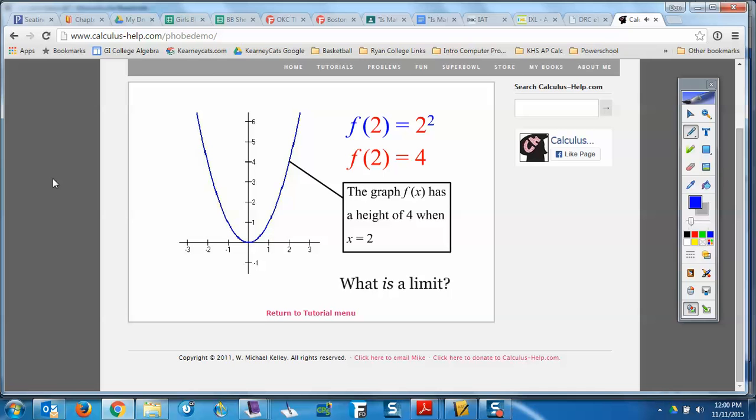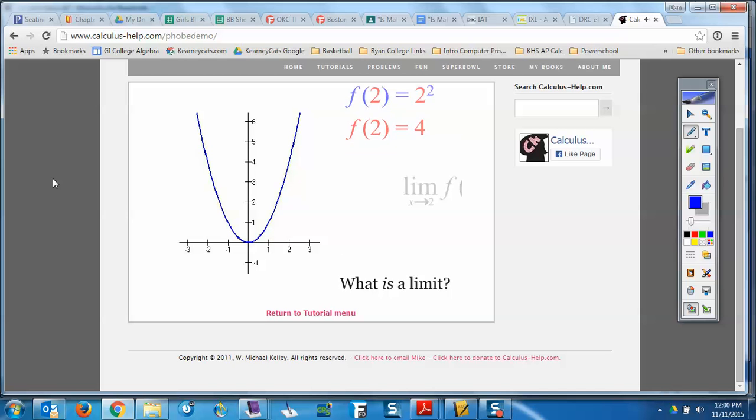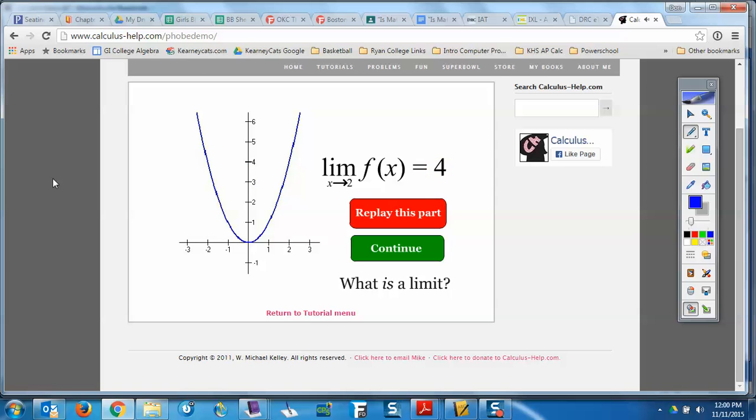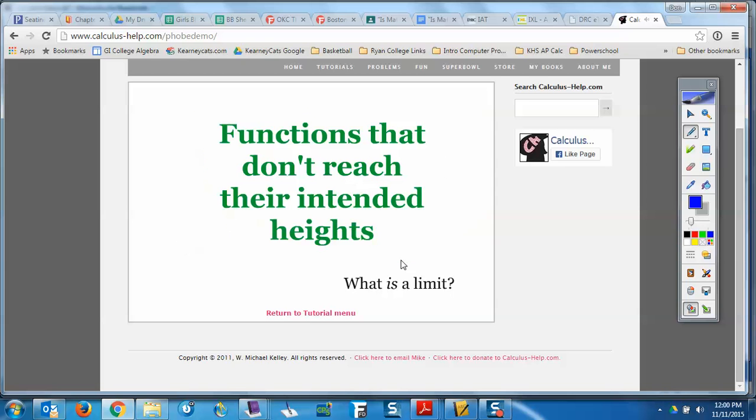Pretty simple. But now I can create my first very basic limit statement, and that is the limit as x approaches 2 of f of x equals 4. This just means that whenever I'm getting very close to the x value of 2, my function is getting very close to the height of 4. There's nothing really earth-shattering about what we just learned. But that changes when we examine functions that do not reach the heights they intend.